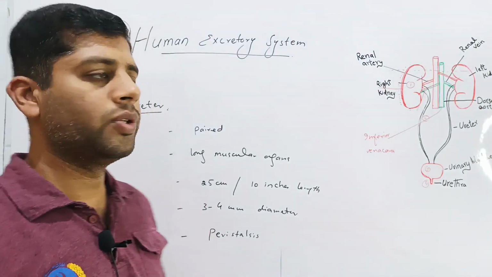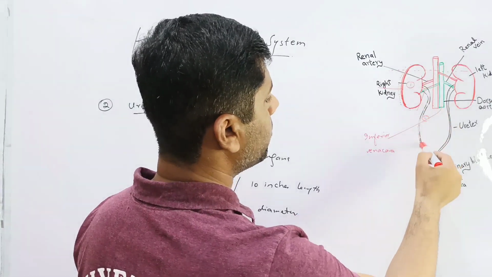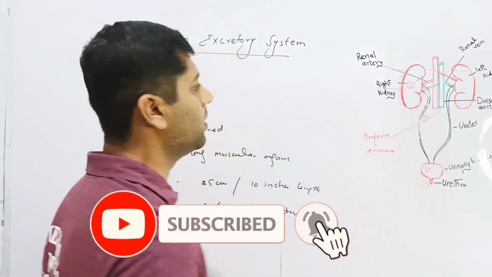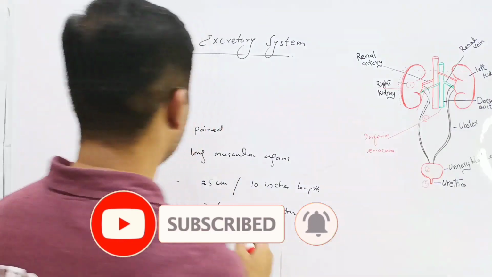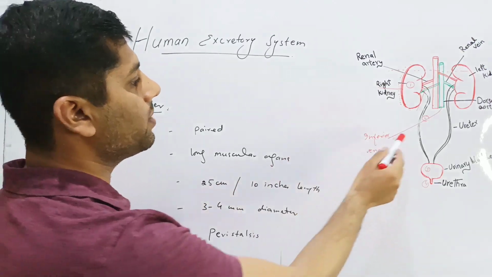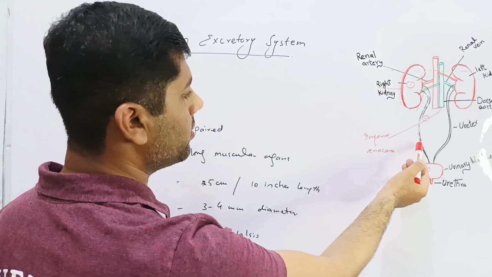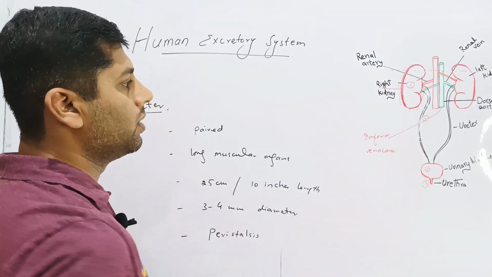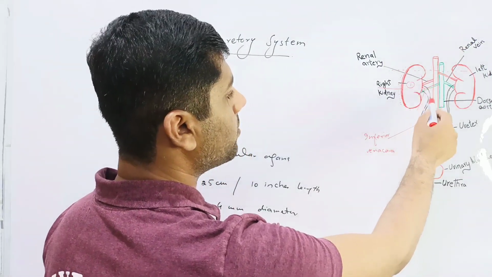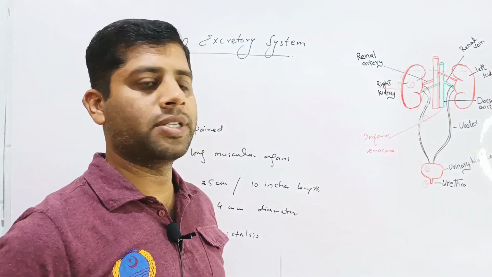The second component of the urinary system is the ureter. Ureters are long, narrow muscular tubules extending from the kidneys to the urinary bladder. These ureters are paired organs, as these are long muscular organs made up of smooth muscles. Their length is 25 cm or 10 inches, while they are narrow tubules, with a width of 3 to 4 millimeter. The ureters collect the urine from the renal pelvis of the kidney and transport it to the urinary bladder by continuous and regular contractive movements called peristalsis.